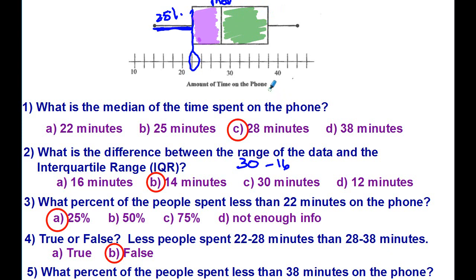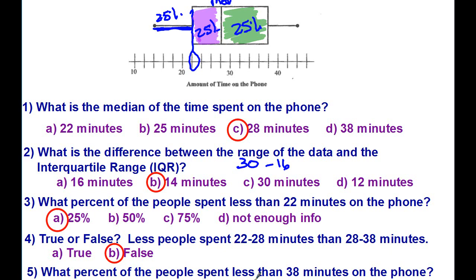Which one is more? Again, they're the same, aren't they? They each represent 25%, so they have the same amount. One is just more spread out than the other. That's why this one is false.